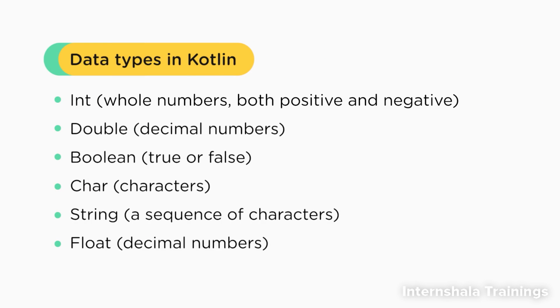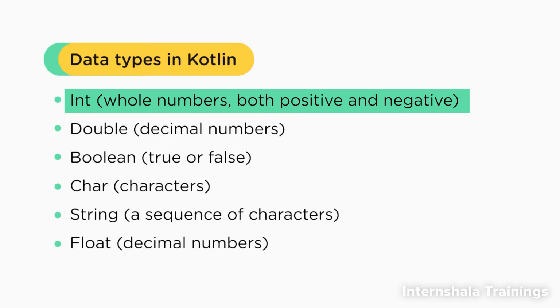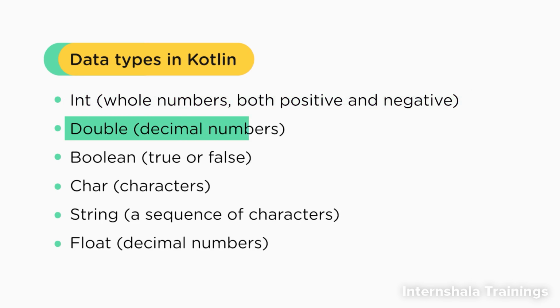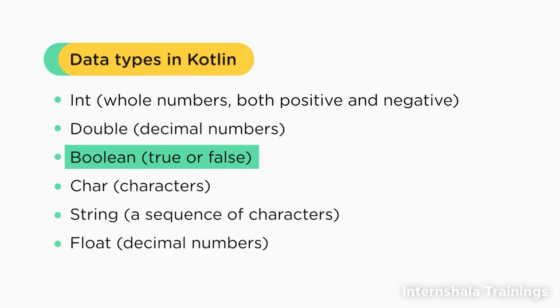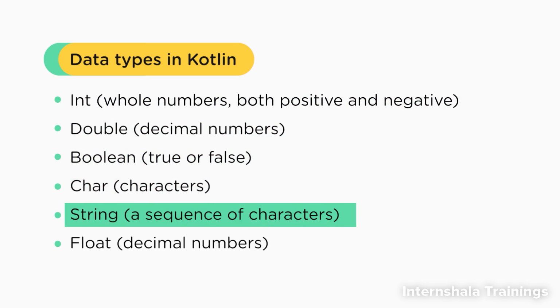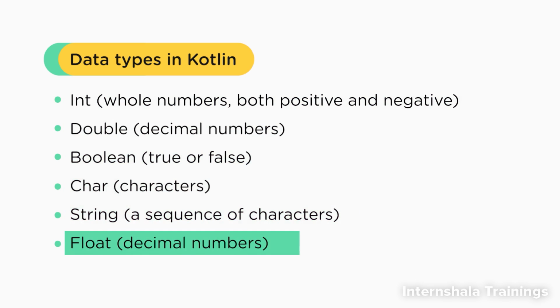Now let's look at some data types used in Kotlin. Here is a list of all the data types that are used in Kotlin. We have seen most of them already. Int data type has integer values, both positive and negative. Double data type has decimal numbers. Boolean data type has only two values, either true or false. Character data type has characters. String data type has a sequence of characters like words, sentences, etc. Float data type has decimal numbers.